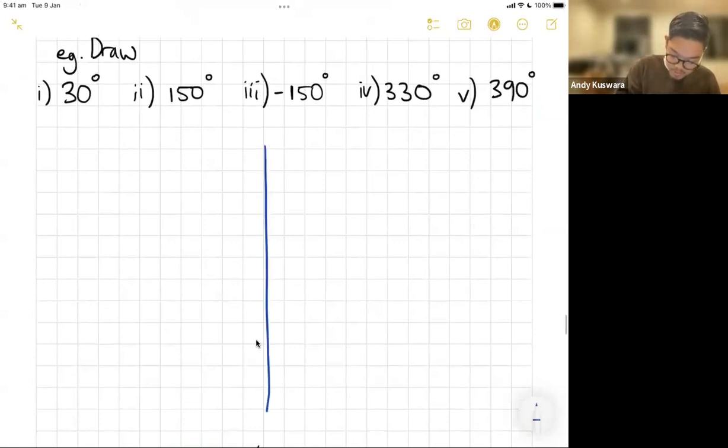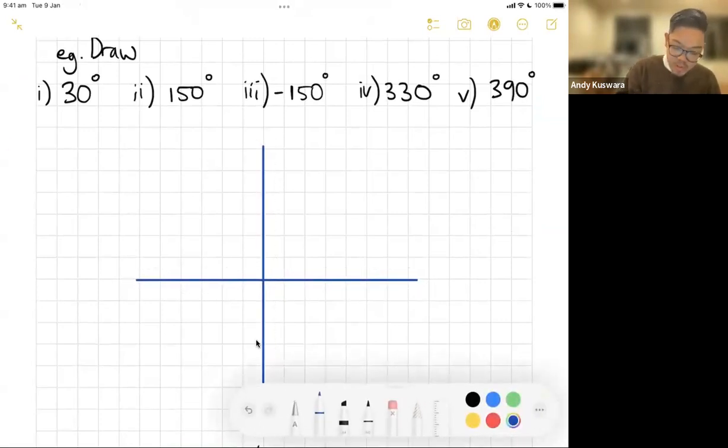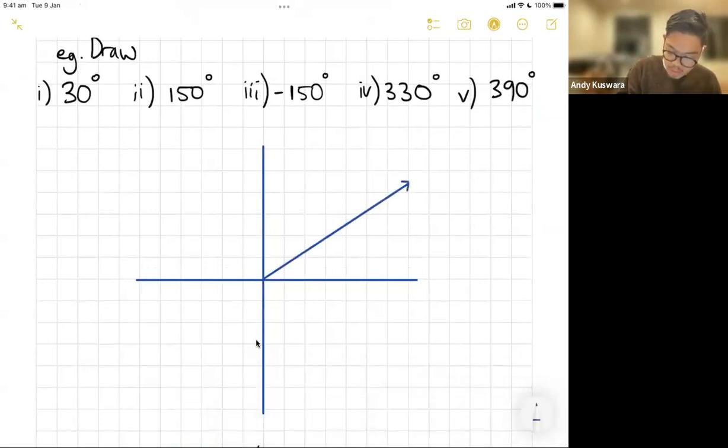I'm just going to draw my nice little compass. And I'm hoping that you guys will see some sort of pattern here. So if I draw 30 degrees, all it means is I would draw this and I would label that as 30 degrees. That is part one there.